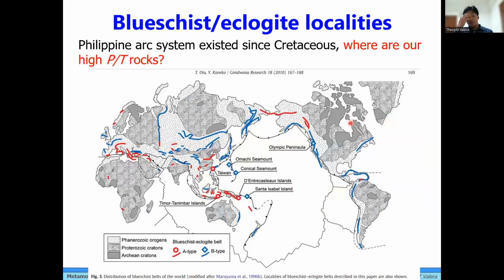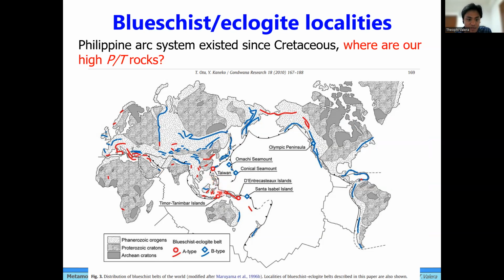So, this is just side info. As I've mentioned before, paired metamorphic belts, or even the locations of high P over low P rocks, indicate subduction zones, ancient and active subduction zones. And as you can see, this is a global distribution of blueschists and eclogites. The interesting point here is that when we look at this map, we know that the Philippines has been an active zone of collision, of convergence, for the past 50 million years at least.